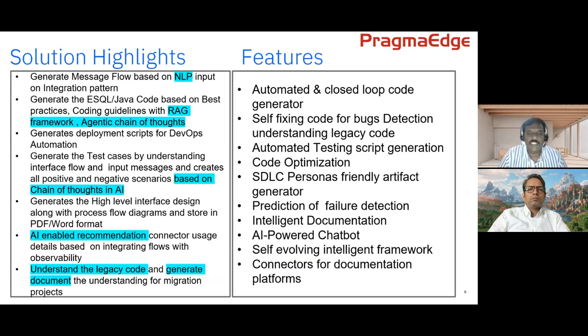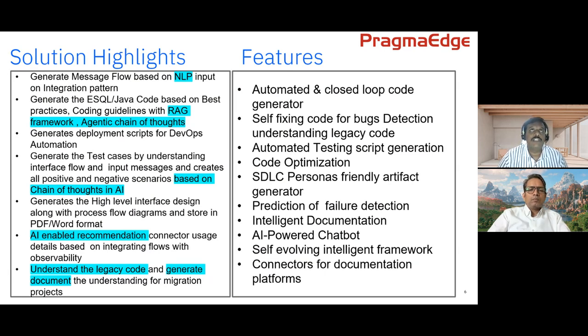When it comes to test case generation, most of the time we spend a lot of time on these test cases. They should not miss any of the integration patterns, each step starting from input messages, transformations, routing, filtering, and the expected output. Also, all positive and negative scenarios have to be considered while generating test cases. Based on an AI chain of thought, we can implement this with particular prompts aligned to it.